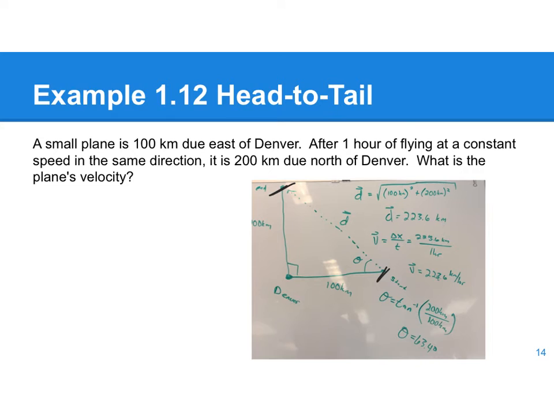Now, velocity has to have magnitude and direction. In this case, I'm not going 223.6 kilometers an hour east. I'm going at some angle that is northwest. So if I use tangent, I can solve for the angle, which I did. It's the tan inverse of opposite over adjacent, and I get 63.4 degrees. So my answer here is I'm going 223.6 kilometers an hour, 63.4 degrees north of west.